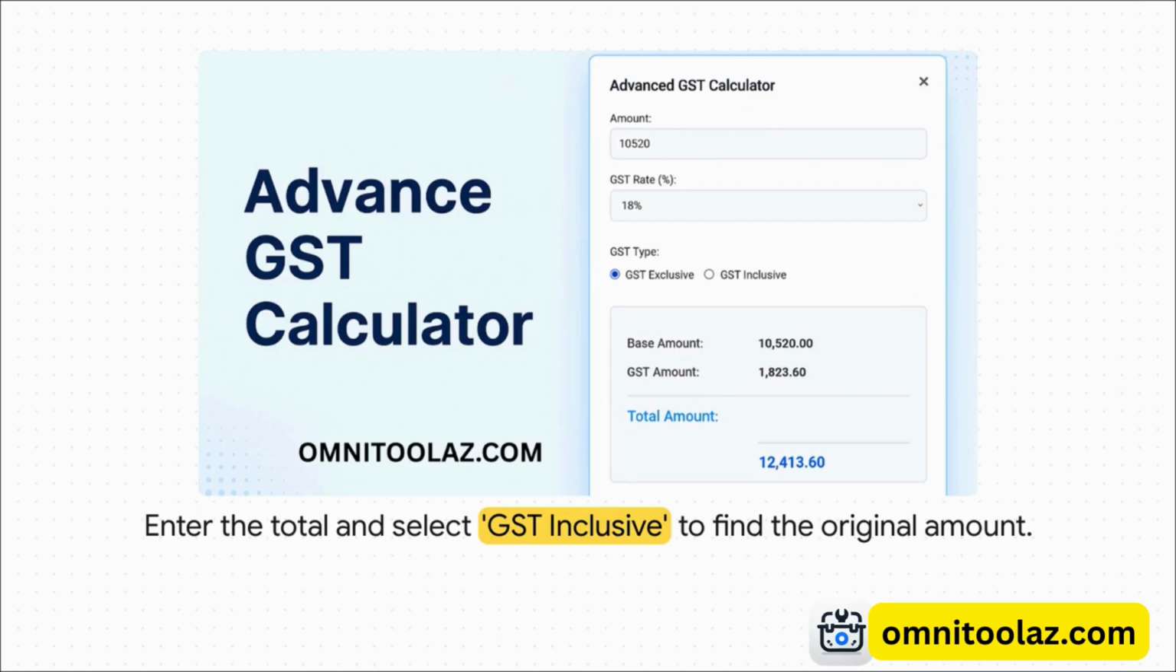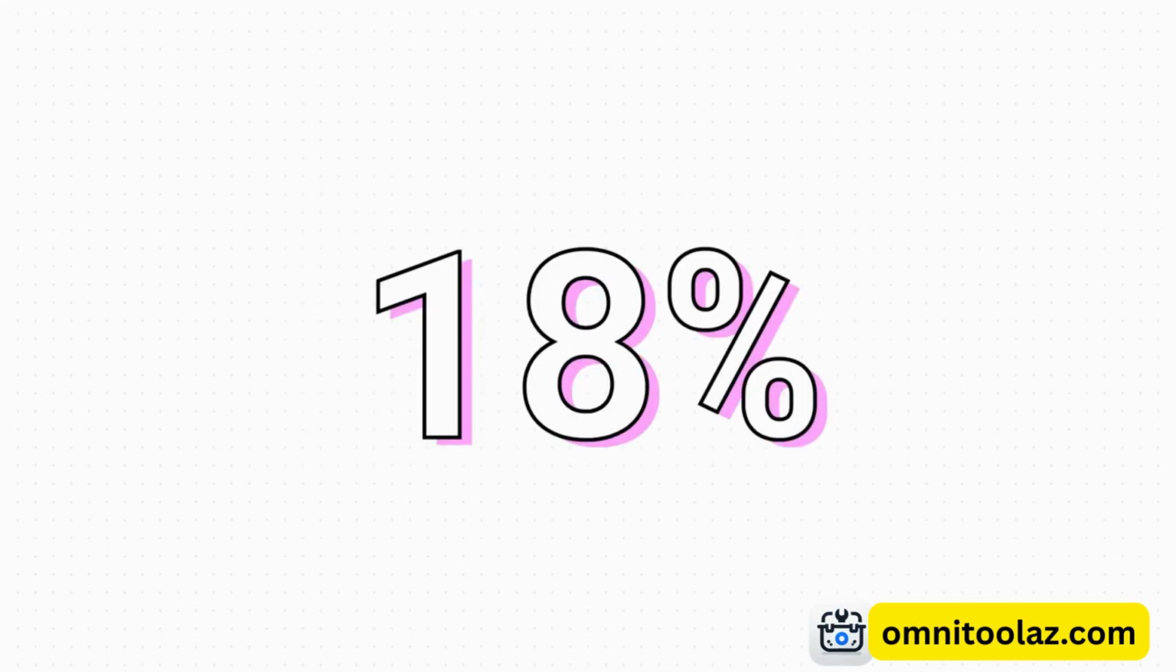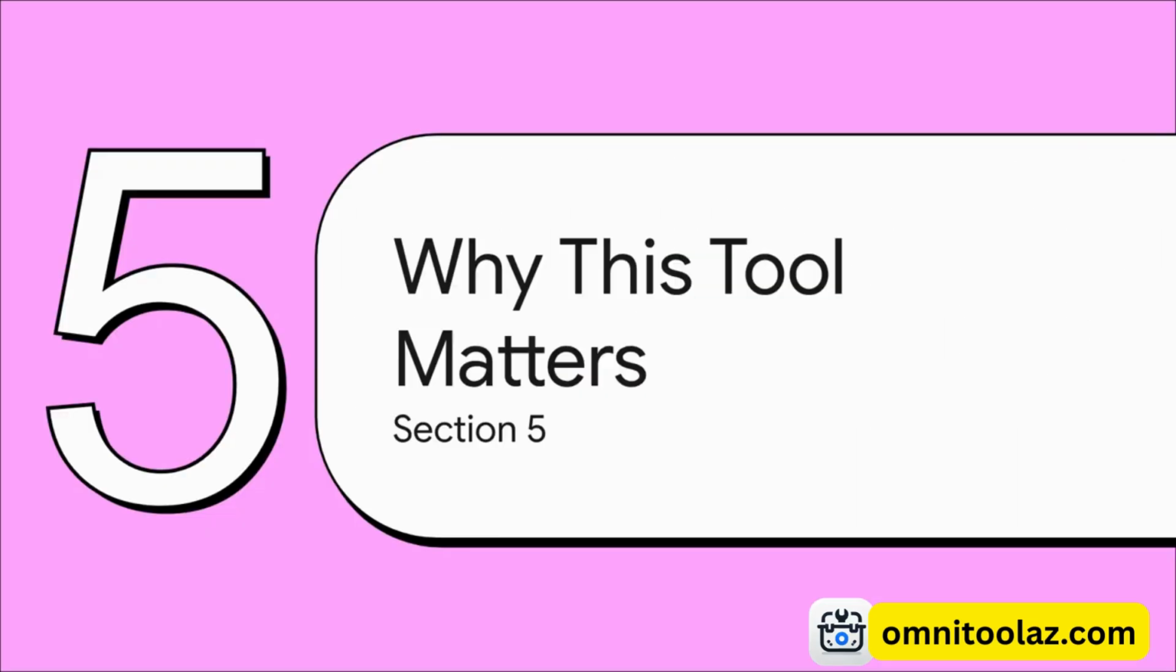Now, of course, the rate you use is absolutely key. GST in India isn't just one number. It's broken into these different slabs. You've got 5% for essentials, 12% and 18% for most standard goods and services, and then 28% for things like luxury items. The right rate really depends on what that advance payment is actually for. But for the vast majority of services and a whole lot of goods that people ask for advance payments on, the rate you're going to see over and over is 18%. That's why most of these online GST calculators, including this one, usually just default to 18% because it covers the most common situations.